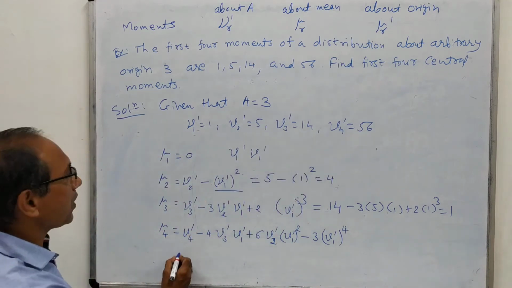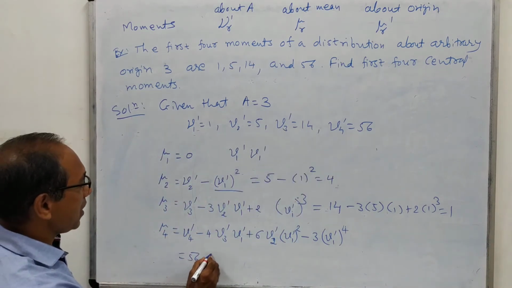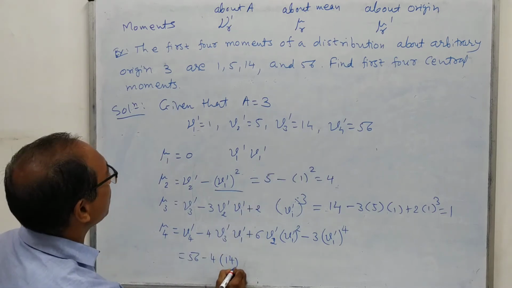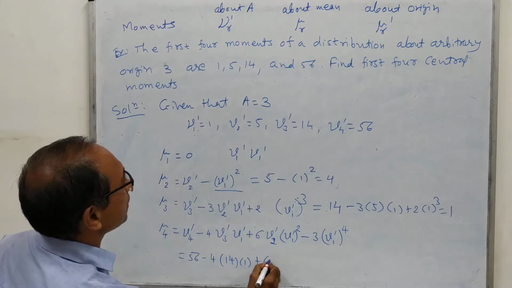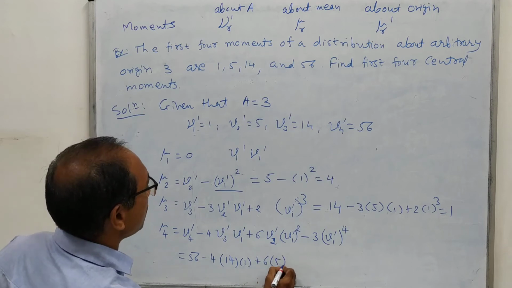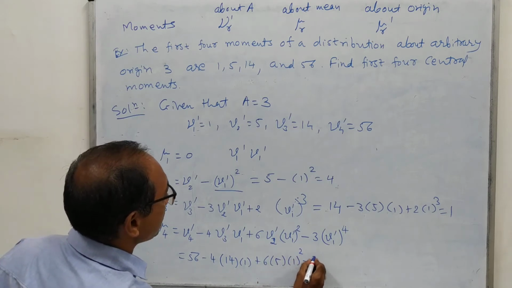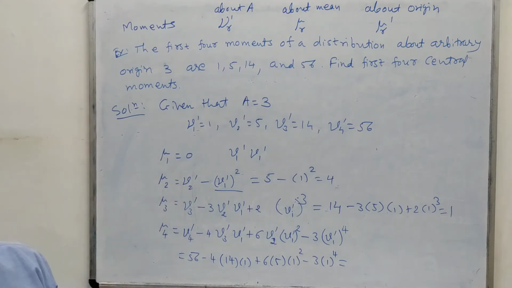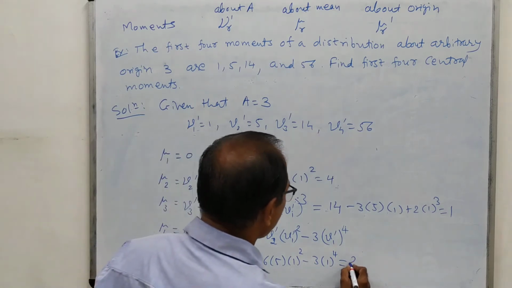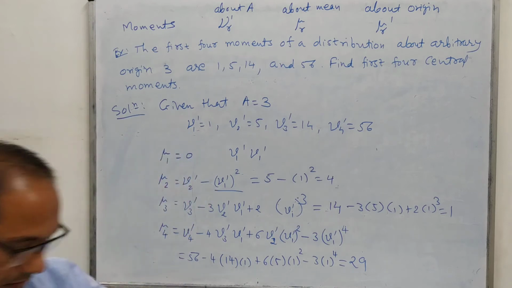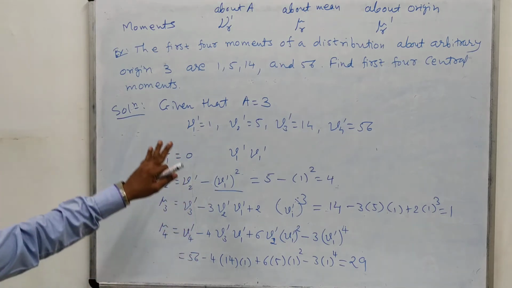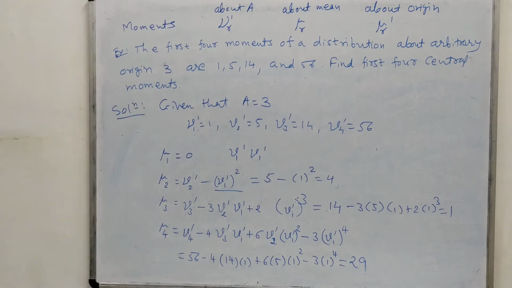Similarly here mu 4 dash is 56 minus 4 mu 3 dash, it is 14, mu 1 dash it is 1, plus 6 mu 2 dash, it is 5, mu 1 dash 1 square, minus 3 into 1 raised to 4. And this also you can calculate very easily and it is nothing but 29. So have you understood this one? So this problem is also very simple.